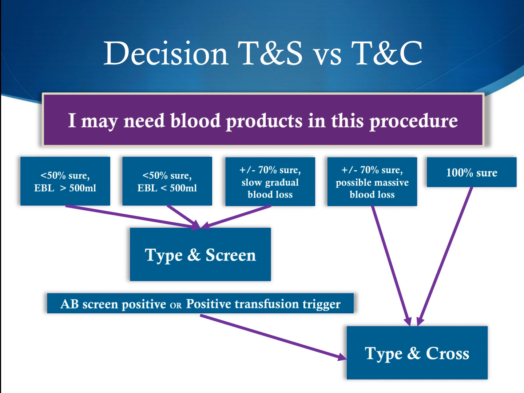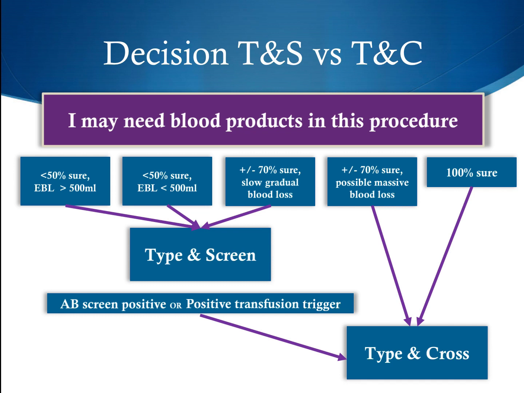If it's pretty reasonable, meaning plus or minus 70%, that I will use blood products in this patient, and there's a potential that this may happen pretty fast, that I'm going to lose a lot of blood, for example encountering the IVC, doing an aortic surgery, or operating in the upper abdomen close to the celiac plexus, that may also turn me towards proceeding to type and cross.